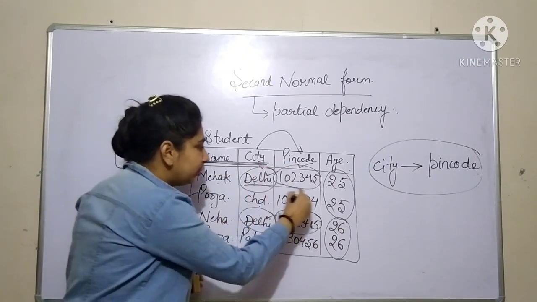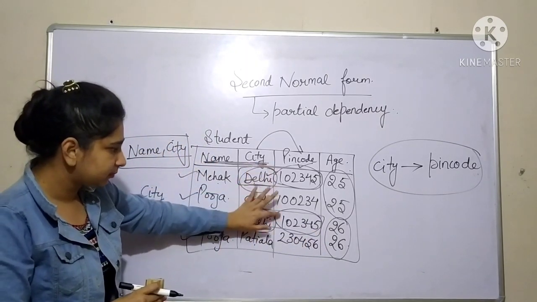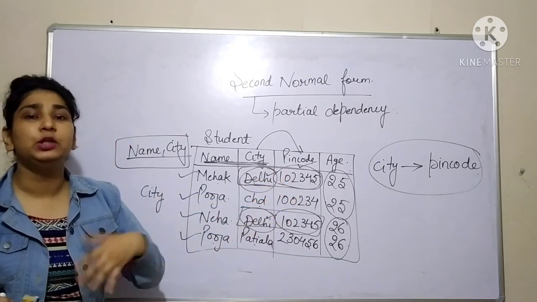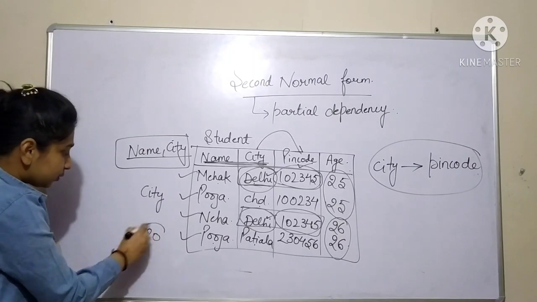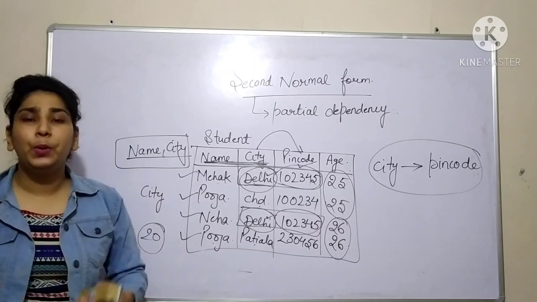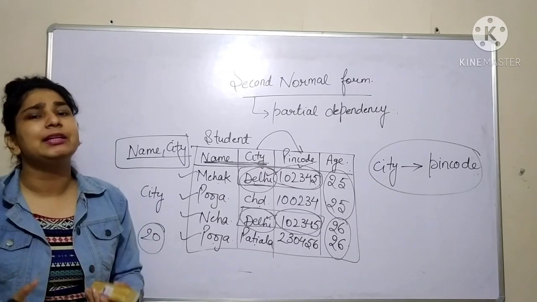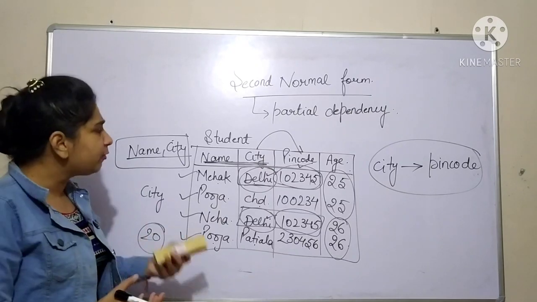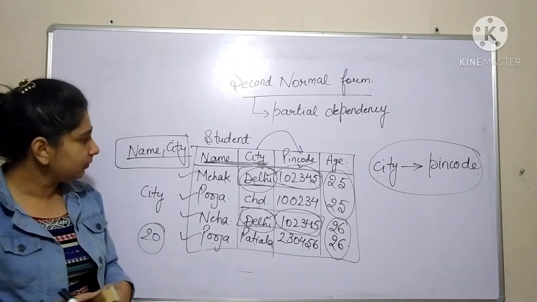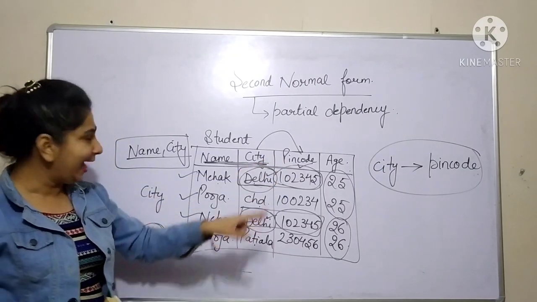Okay, so if you look at this row and this row, both are the same. And if this city and pin code is present 20 times, there would be a lot of redundancy. We are wasting a lot of space to store the same data again and again. A lot of storage space is going to be wasted. So we have a redundancy in these two attributes.